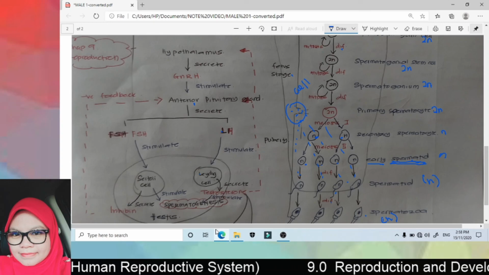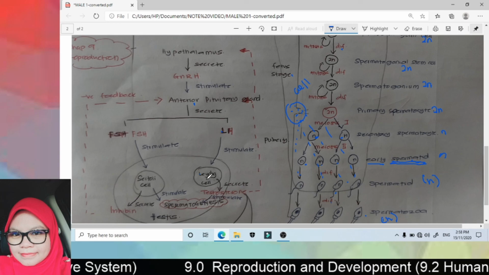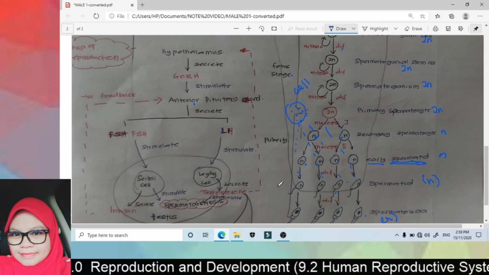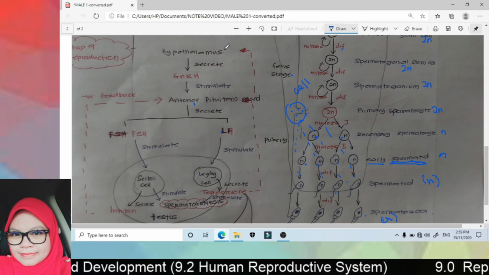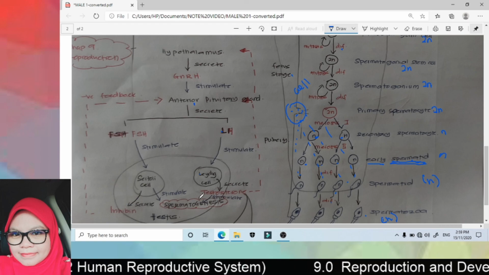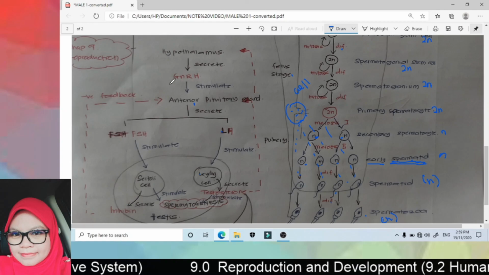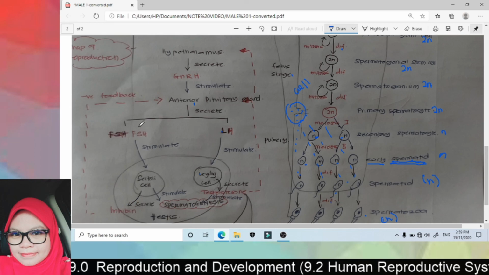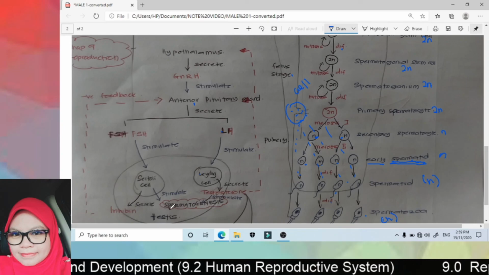Okay, other than that, the testosterone that secreted by Leydig cell itself, bila dia nampak spermatogenesis rate tu tinggi dan bukannya keperluan untuk terlalu tinggi, so the testosterone itself will send the negative feedback to anterior pituitary gland and also direct to the hypothalamus. So when the hypothalamus receive the negative feedback from the testosterone, it will lower down the secretion of GnRH. Okay, so when GnRH secretion lower down, anterior pituitary gland will less stimulated. And then it will less secretion of FSH and LH. So the spermatogenesis rate become low.